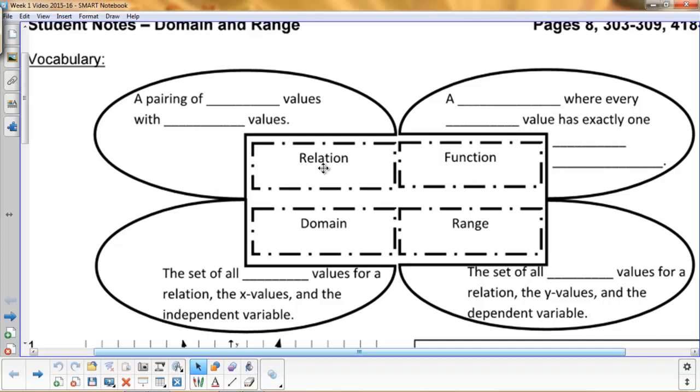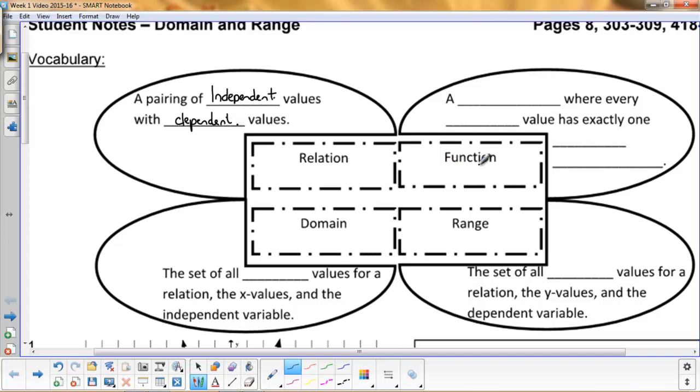The first thing we're going to define is the word relation. A relation is a pairing of independent and dependent values. As you're going to see in a few minutes, we can also call these inputs and outputs.